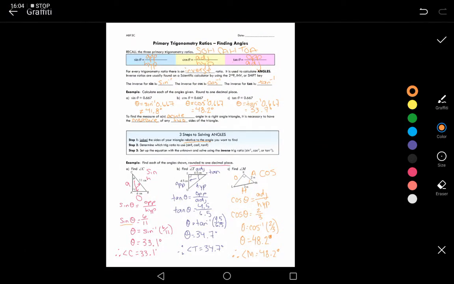So this is the end of your second lesson on trig ratios, specifically on finding angles.